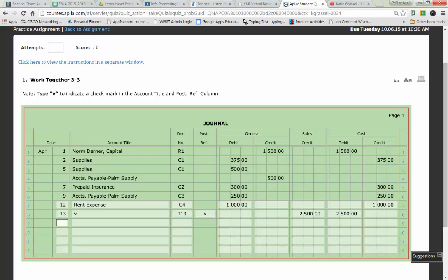The 14th, sold services on account to L. Rowe, $510. Dalton, what two accounts are being affected? Sales and? Accounts receivable, L. Rowe. So do we have a special column for sales? So what's going to go in our account title?